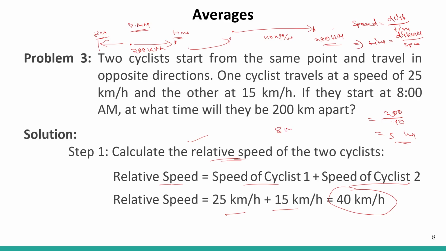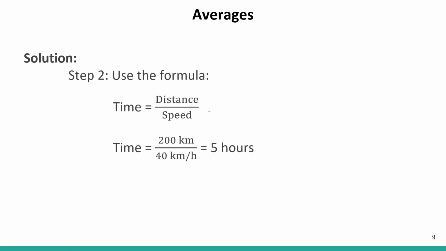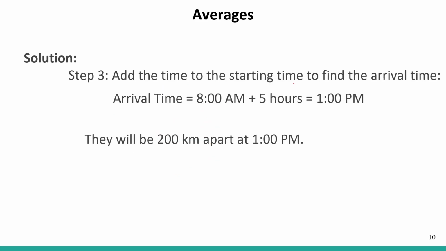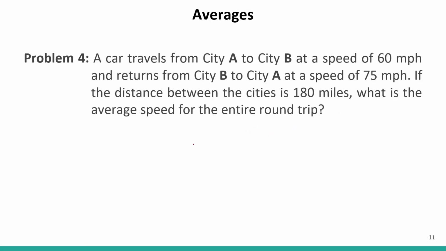So 8 am plus 5 hours is equal to 1 pm, right? So the time will be 1 pm. So time is equal to distance by speed. So 200 kilometers by 40 kilometers per hour. So it will be taking 5 hours. So adding the time to the starting time to find the arrival time, it will be 8 am plus 5 hours is equal to 1 pm. So they will be 200 kilometers apart at 1 pm.